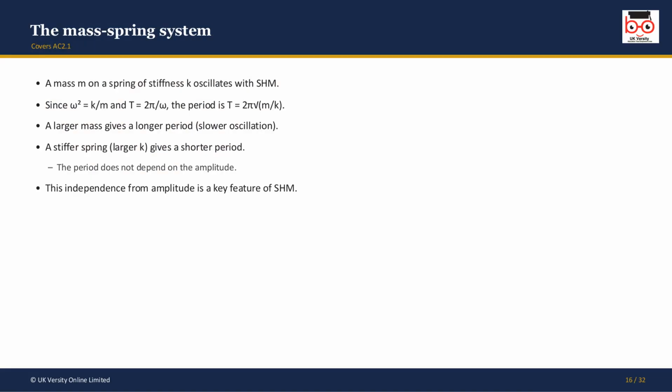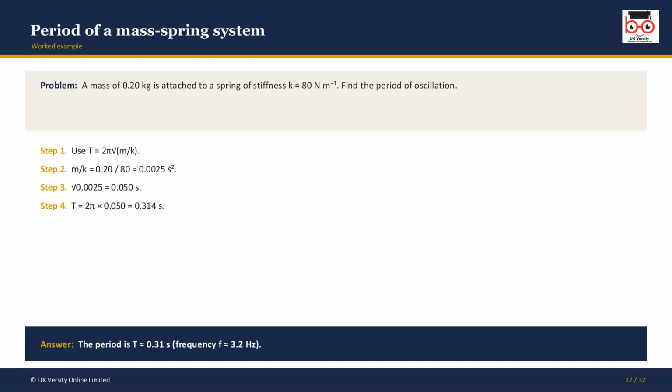Let's apply the theory to a real system, a mass on a spring. A mass m on a spring of stiffness k oscillates with simple harmonic motion, and since omega squared is k over m, and the period is 2 pi over omega, the period works out as 2 pi times the square root of m over k. So a larger mass gives a longer, slower oscillation, while a stiffer spring gives a shorter one. Notice something important. The period doesn't depend on the amplitude at all, and that independence is a hallmark of simple harmonic motion.